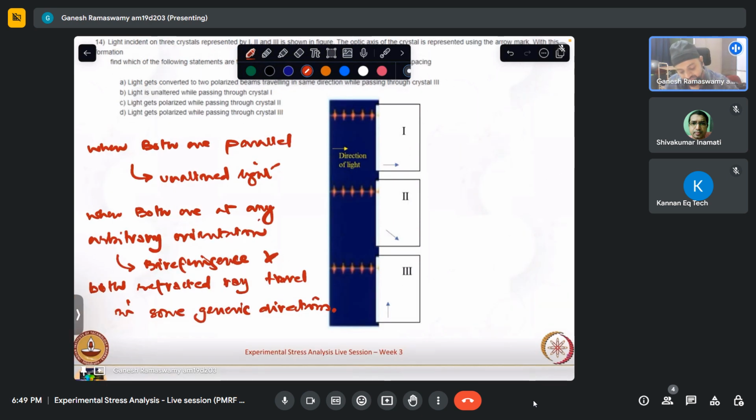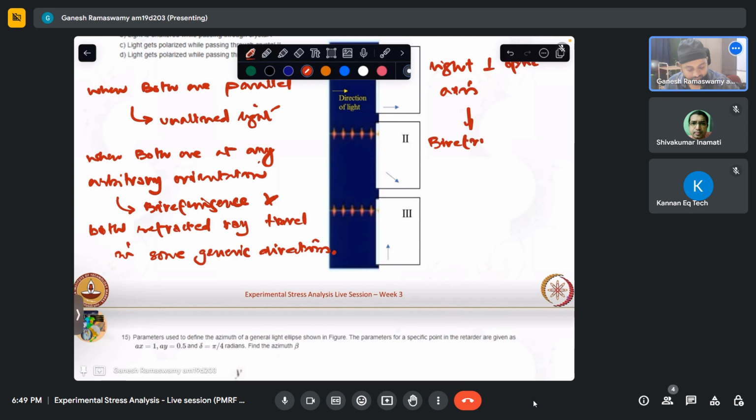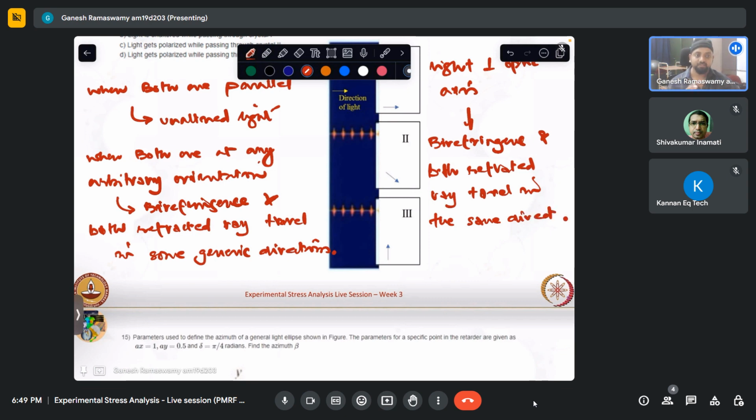Now, the special case happens when we have light perpendicular to the optic axis. In such a case, we will have birefringence and both refracted rays travel in the same direction. Now they are traveling in the same direction, but they have a phase difference. So we saw in the first question, when two mutually perpendicular light rays are traveling in the same direction but with a phase difference, what would we get as the output? We will essentially get a generic light ellipse, which, depending on how we see it and how we adjusted the amplitudes and the retardation, will get either plane polarized or circularly polarized or remain an ellipse.